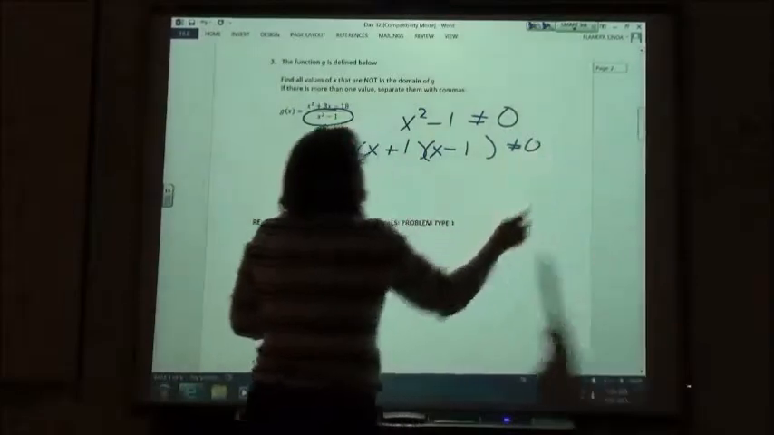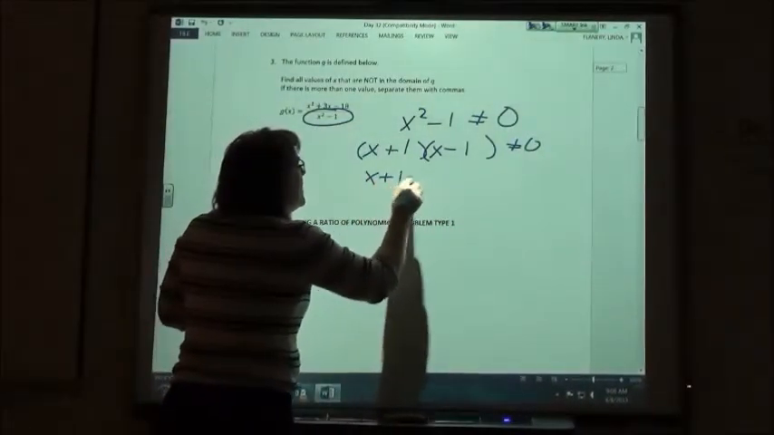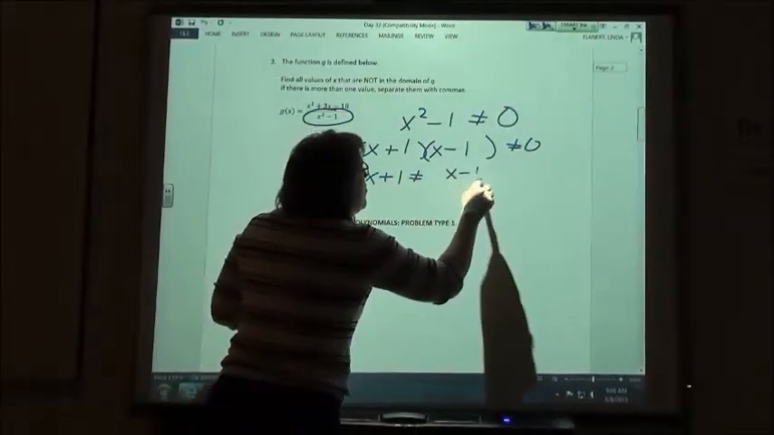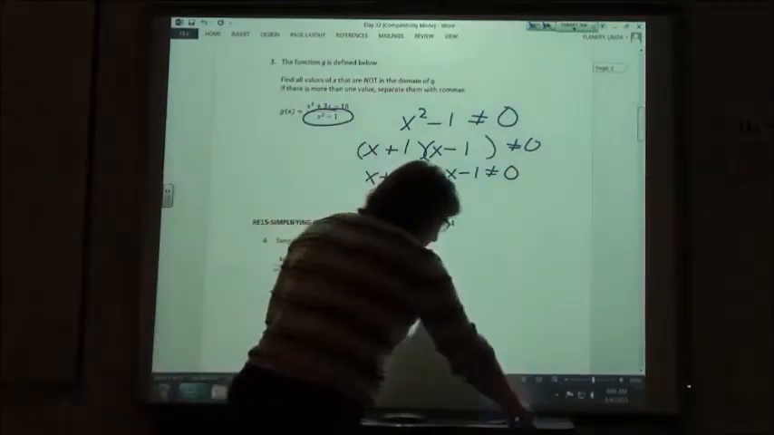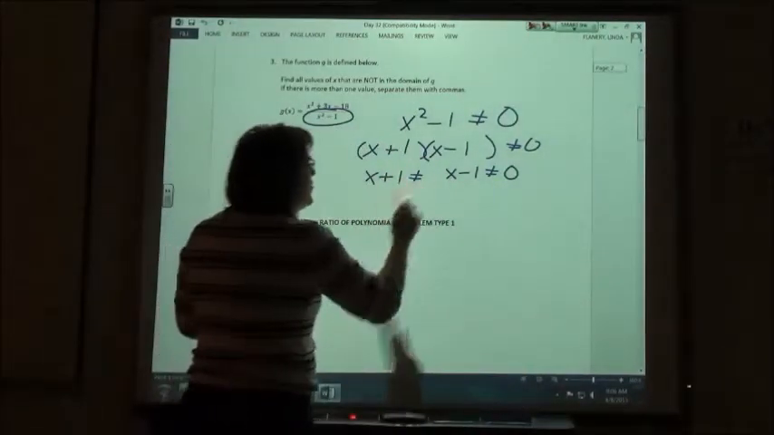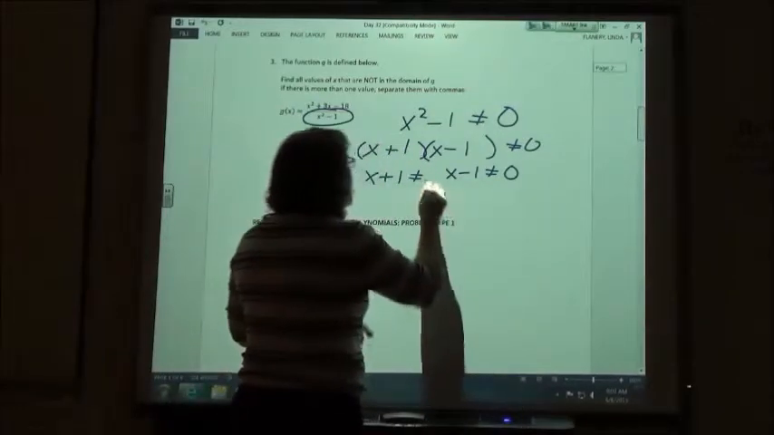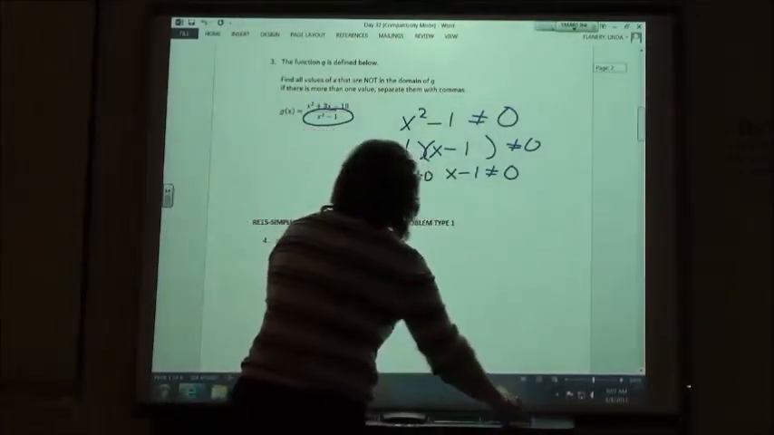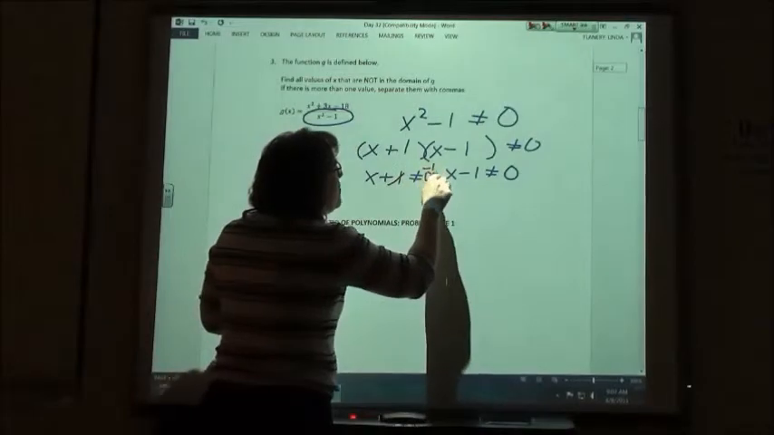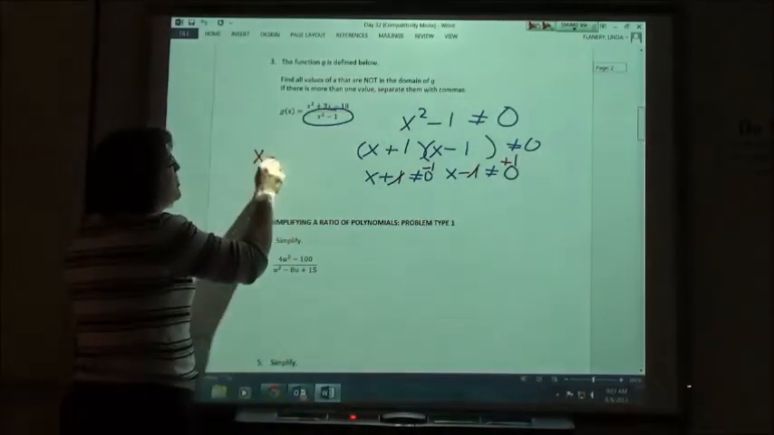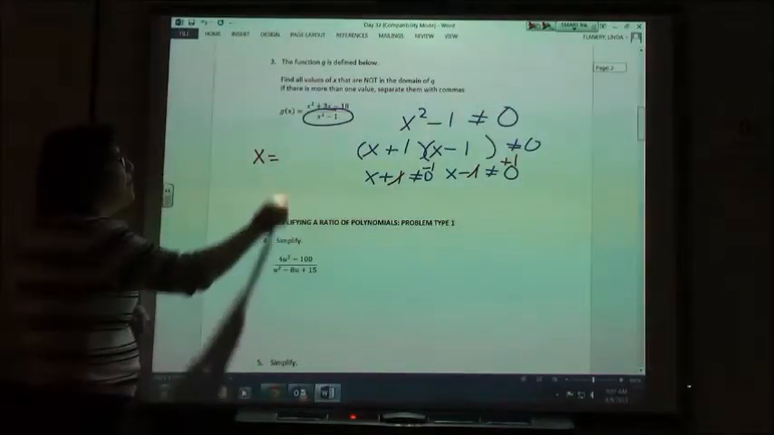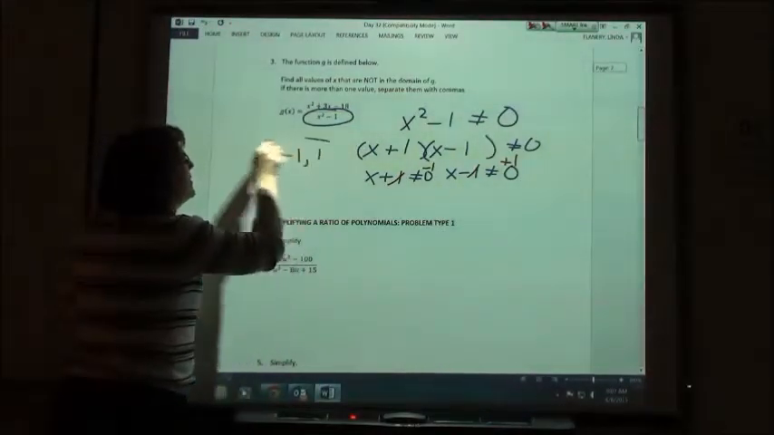So again, we're going to set each of those and say they can't be equal to 0. Otherwise, I'd have 0 in the bottom of my fraction. I solve them by moving the numbers over to the other side. Put my 0 on that one. And so I'm going to minus my 1 here and plus my 1 here. So the two numbers that are not in the domain here are negative 1 and positive 1.